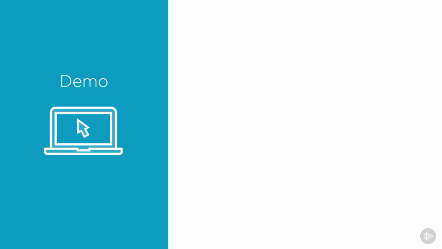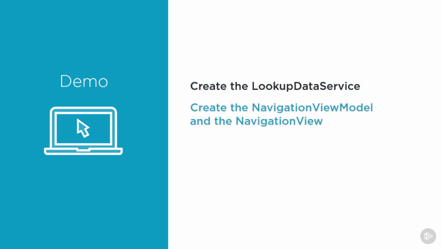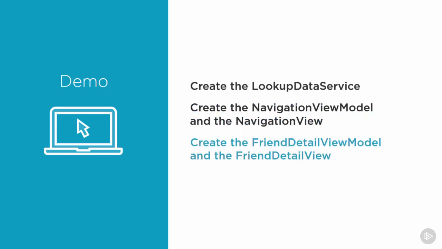In this demonstration, we will start by creating a lookup data service. Then we will create the navigation view model that is using that lookup data service, and we will also create the navigation view. When we are done with the navigation, we will create the friend detail view model and the friend detail view. Let's switch to Visual Studio and let's start with the lookup data service.